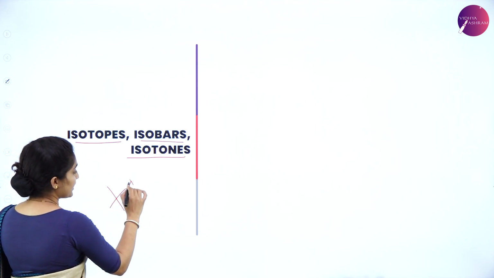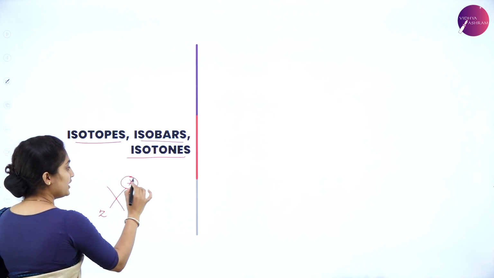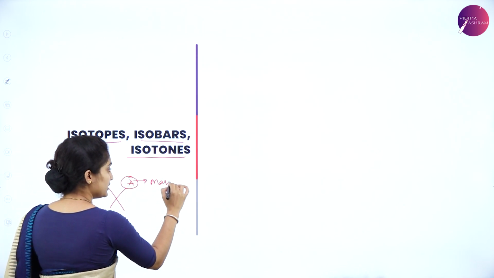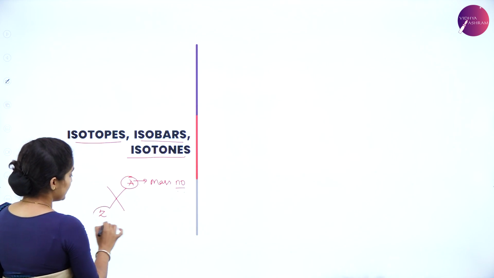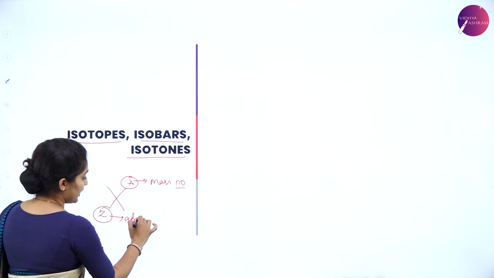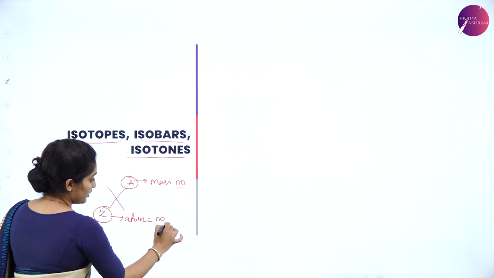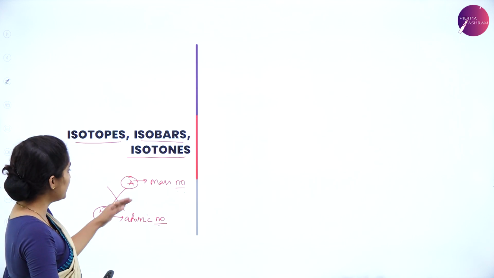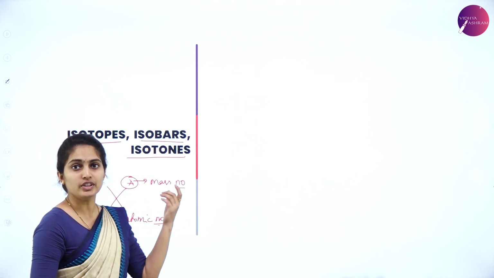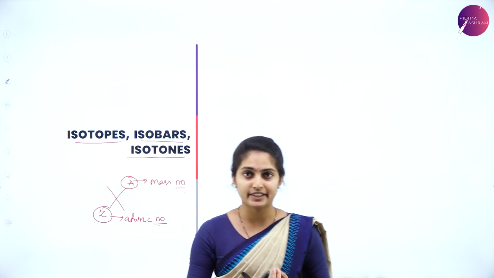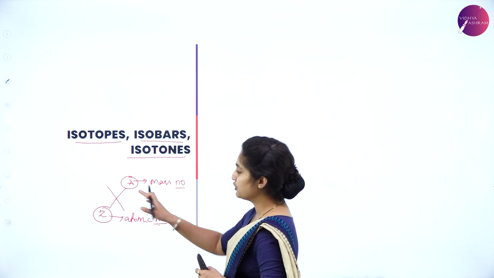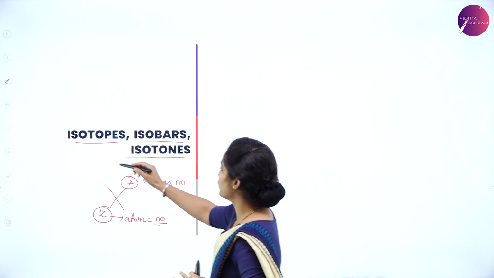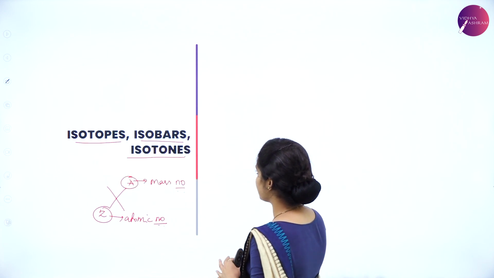X, as well as A and Z, where A turns out to be the mass number and Z turns out to be the atomic number, which corresponds to the proton number. This mass number corresponds to the nucleus. It is the total number of protons as well as neutrons. Totally it is a nucleon. So this is the one which corresponds to the mass of the nucleus. With the help of this, we have a concept called isotopes, isobars, isotones.